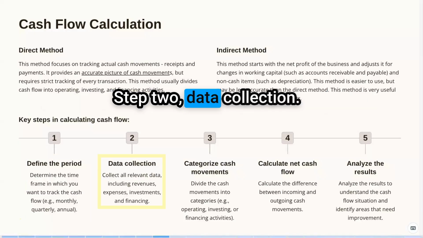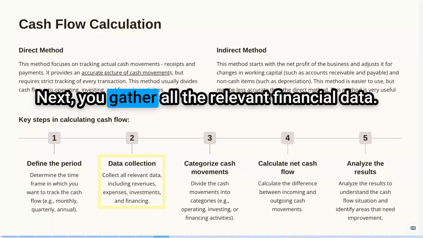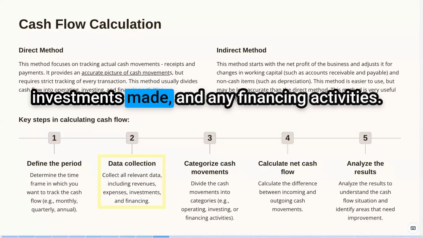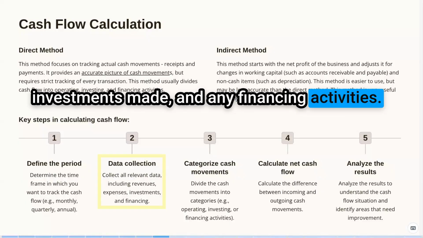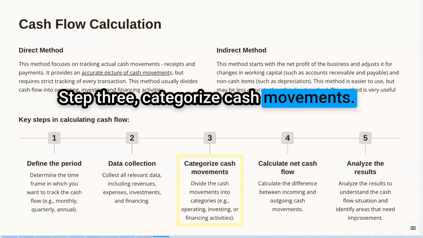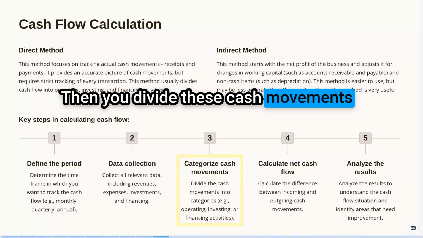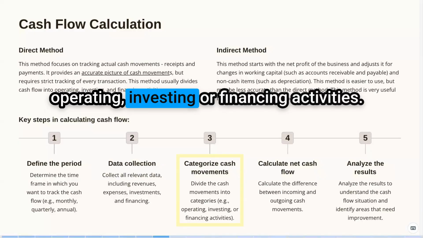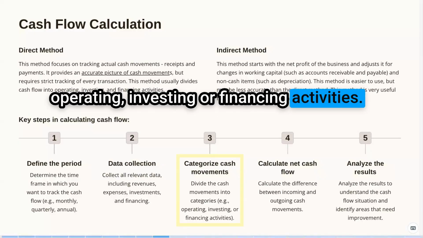Step 2. Data collection. Next, you gather all the relevant financial data. This includes all revenues, expenses, investments made, and any financing activities. Step 3. Categorize cash movements. Then you divide these cash movements into logical categories, most commonly operating, investing, or financing activities.